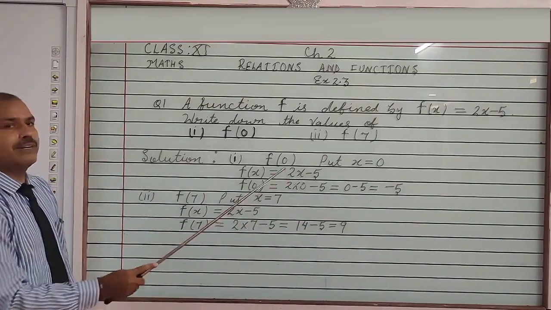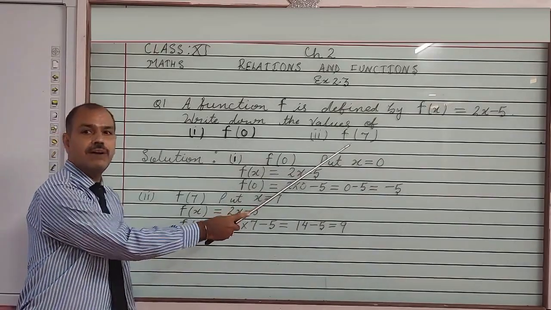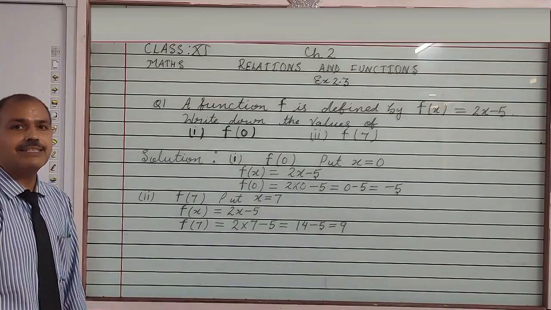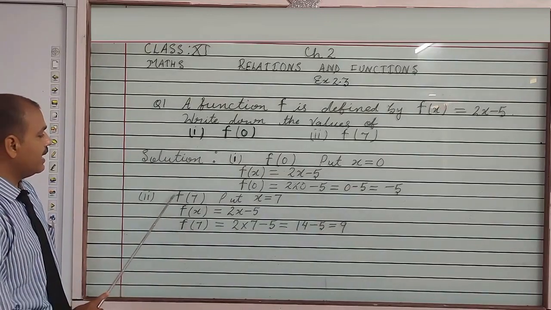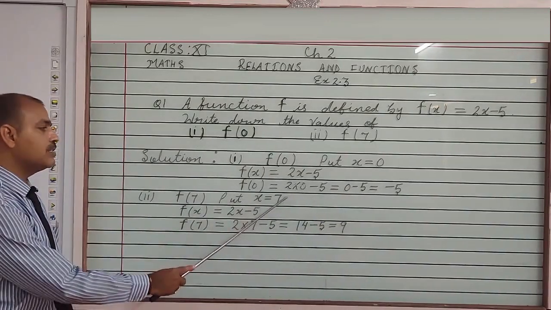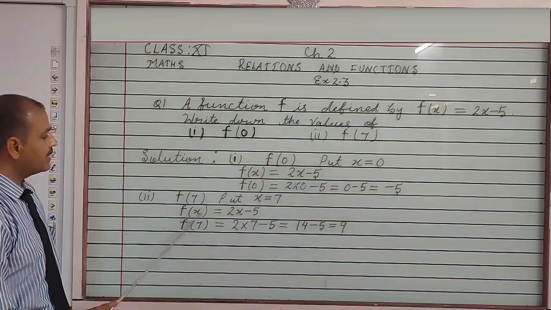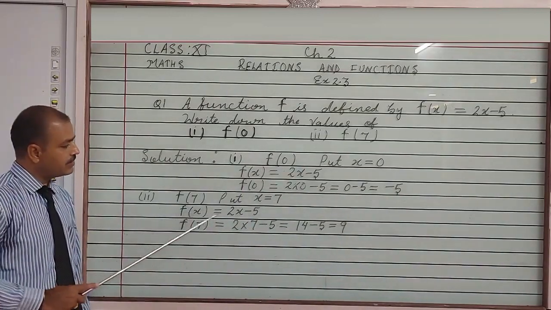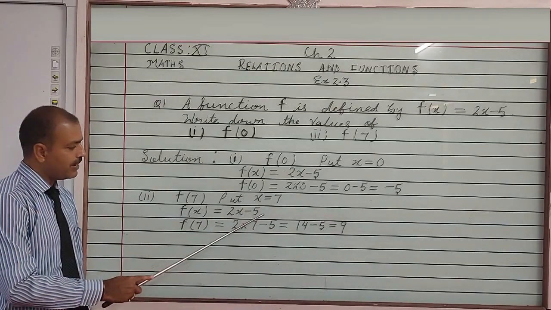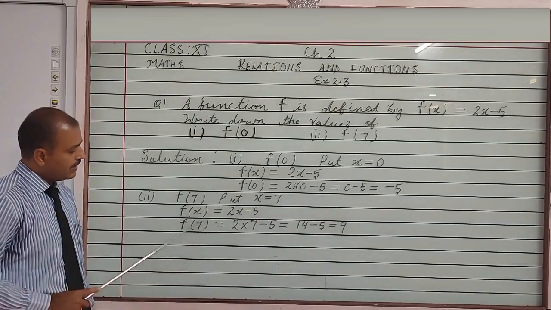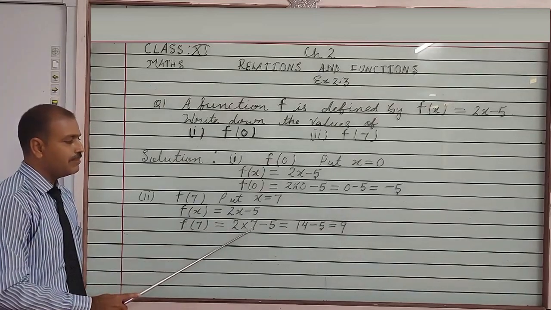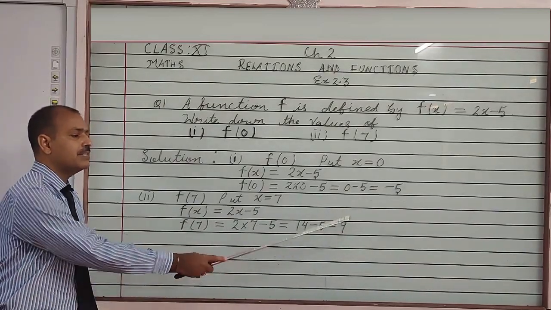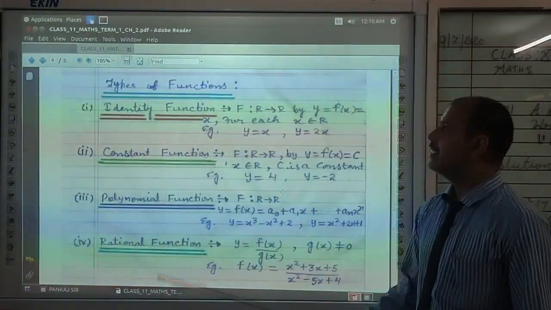Now in the second part we have to find the value of f(7). f(7) means x is equal to 7. So put x equal to 7 in f(x) is equal to 2x minus 5. So 2 multiplied by 7 minus 5. So 14 minus 5 is equal to 9.